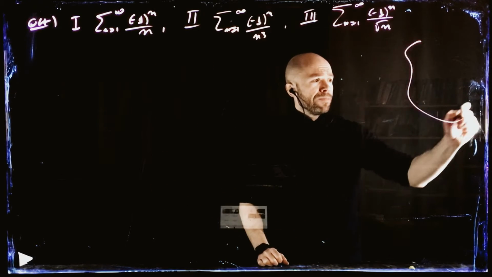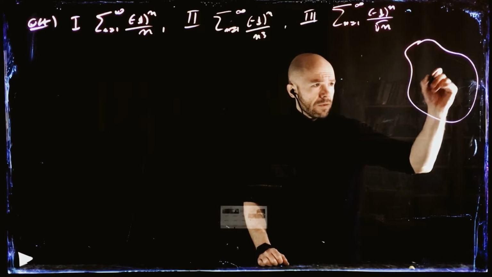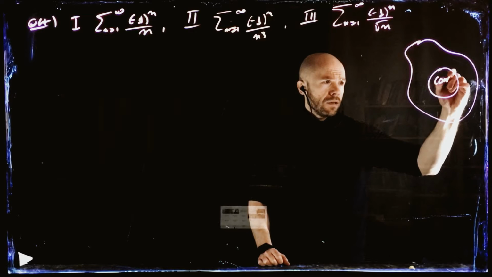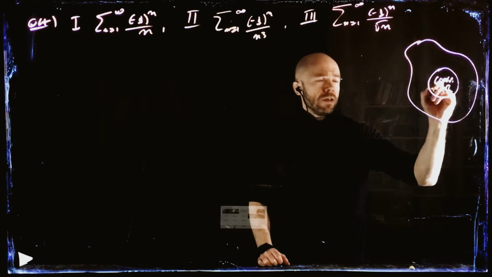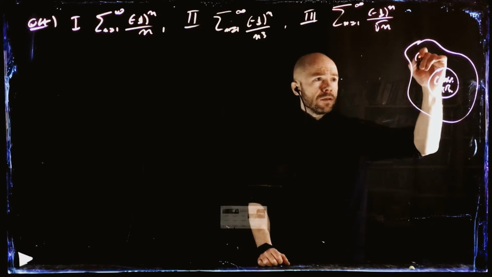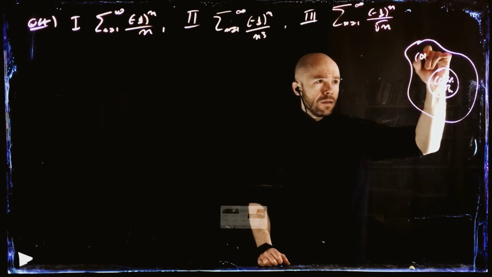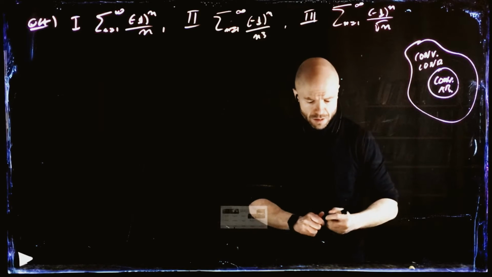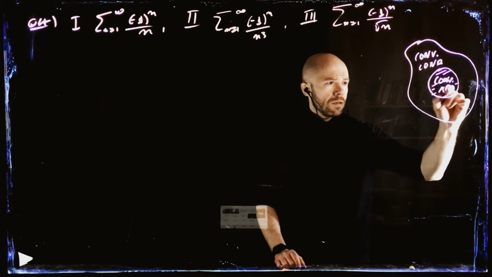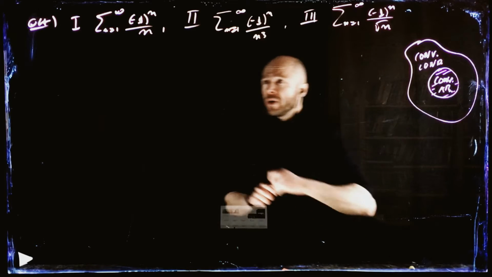Again, this is the picture. The blob represents all things that converge. Converging absolutely is this, and converging conditionally are those which are not converging absolutely but still converge. So it's the outside, yeah? Because converging absolutely is a stronger condition. Okay, so this one I agree.